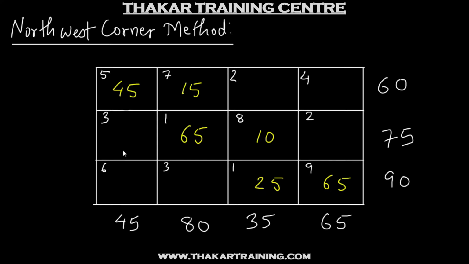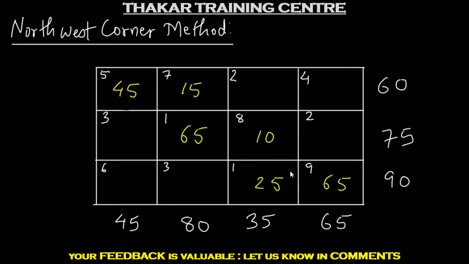And for the first destination, we have 45. Second destination, we have 15 plus 65, that is 80. Third destination, 10 plus 25, that is 35. And fourth destination is 65. So all the rim conditions have been met. The second condition is that it should satisfy the non-negativity constraint. So as we can see, that is satisfied.